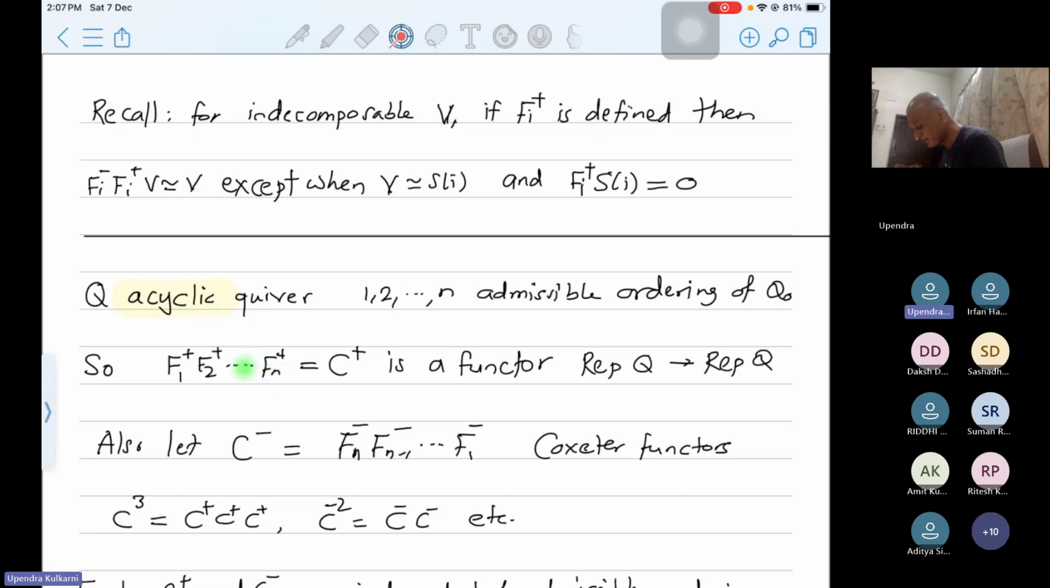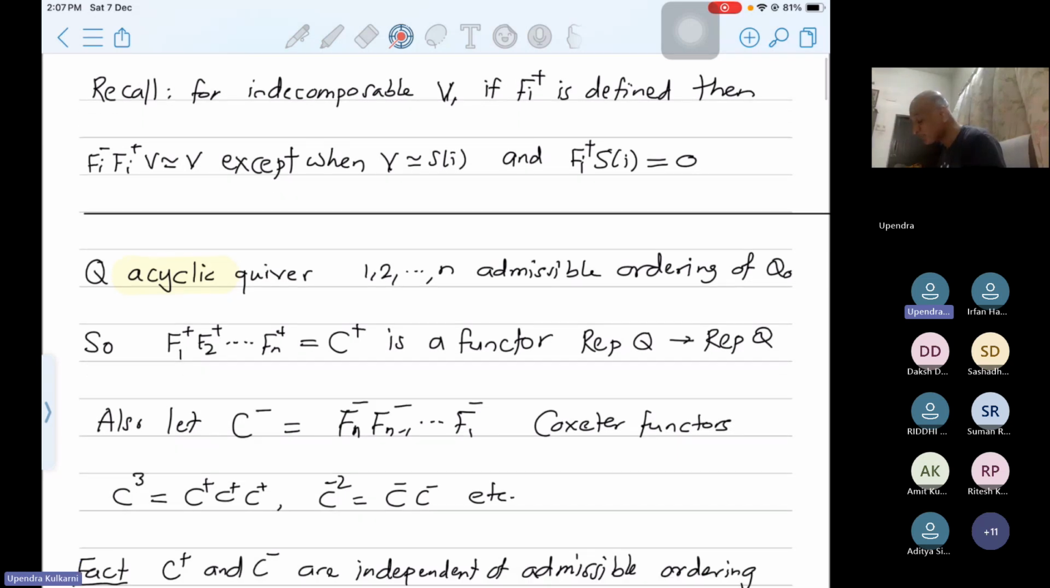So Fn plus, Fn minus 1 plus, and so on are applied in that order, though of course when I write it, it is F1, F2, and so on. Now I give this a name: I call it a Coxeter functor. Because it is being applied at every vertex, every edge gets reversed twice. So after doing this entire sequence, I come back to the same quiver. All right. Remember, there are no loops also, which means every arrow is going to participate in exactly 2 vertices.